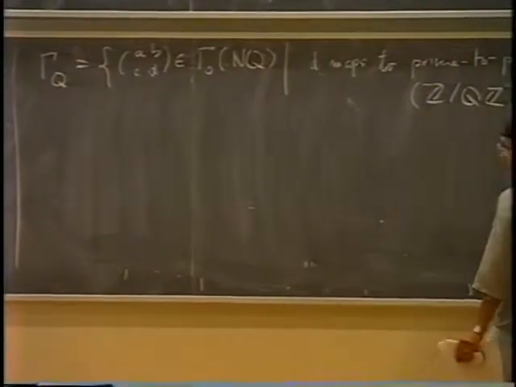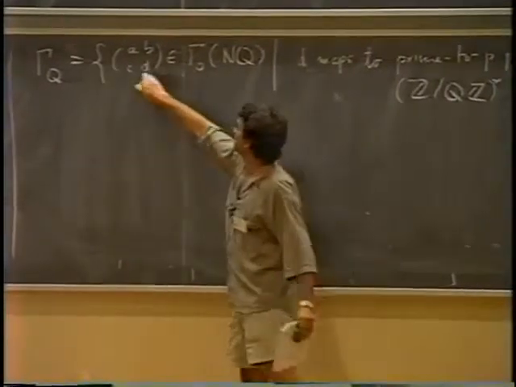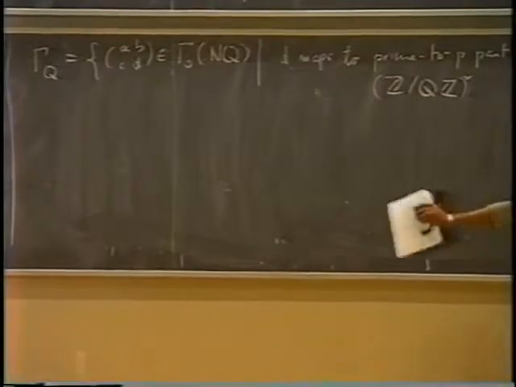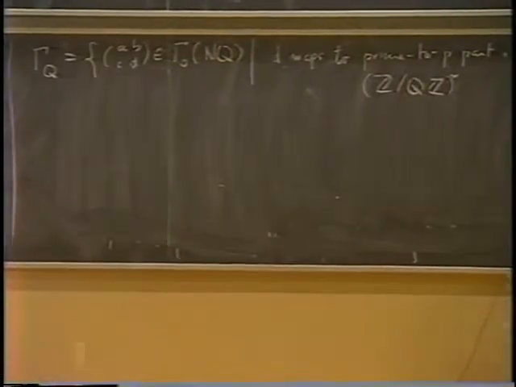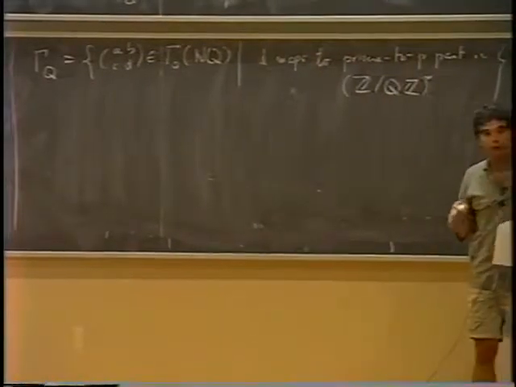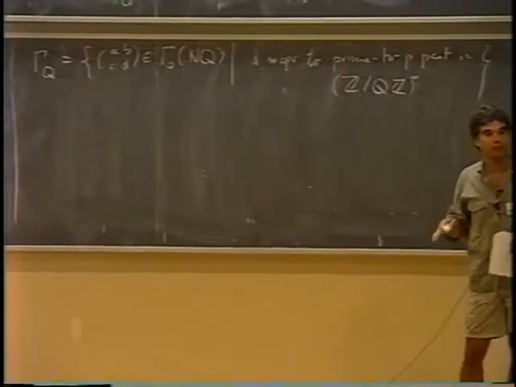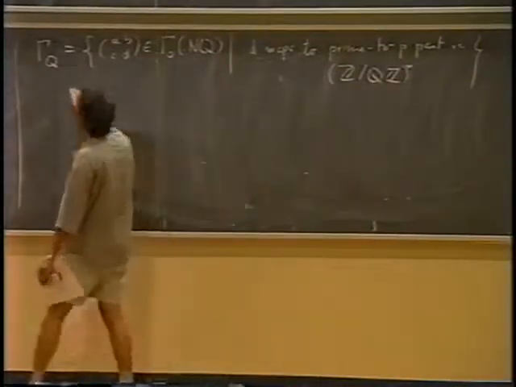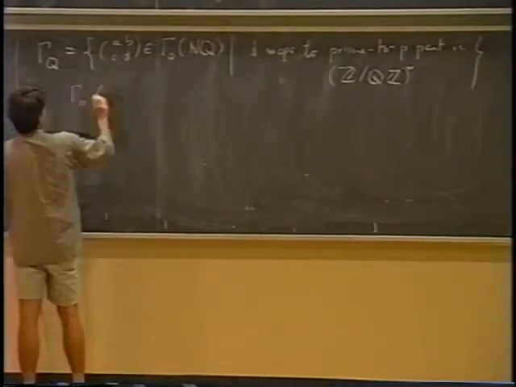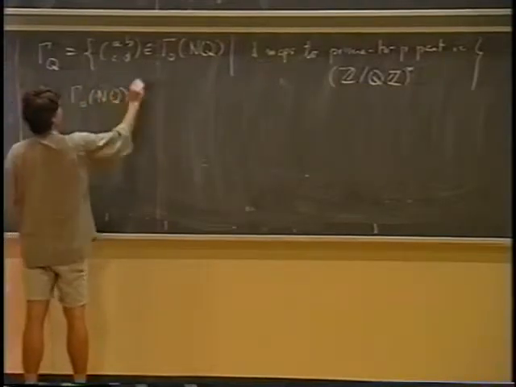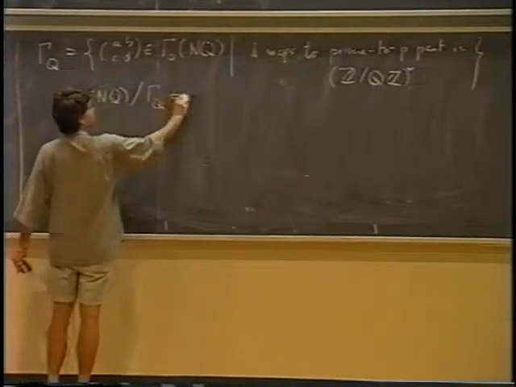In other words, of course, D is relatively prime to N and Q by the Chinese remainder theorem. I don't care what happens at N. And mod Q, I want it to map to the prime-to-P part. In other words, I leave in the group just the diamond operators that are in delta Q. Okay, another way to say it is that gamma 0 NQ over gamma Q is delta Q.